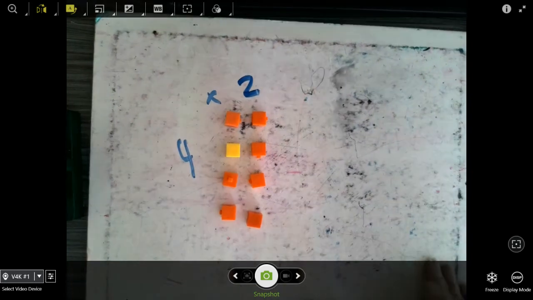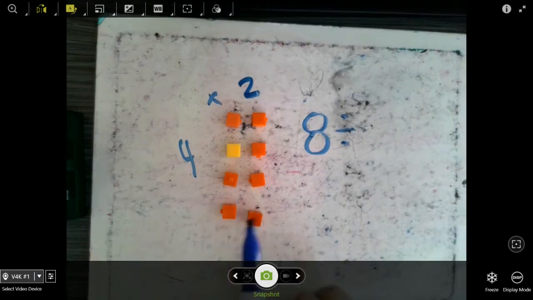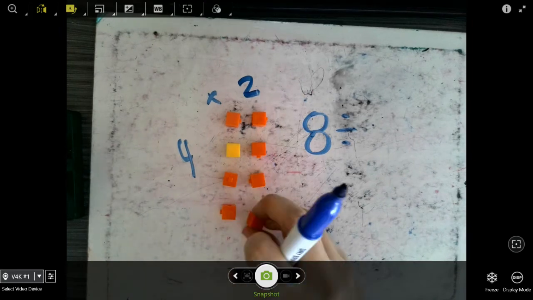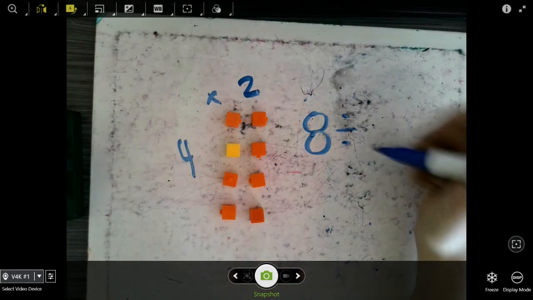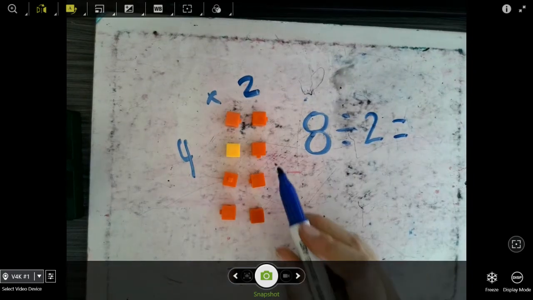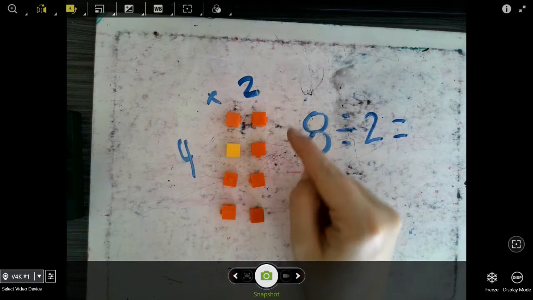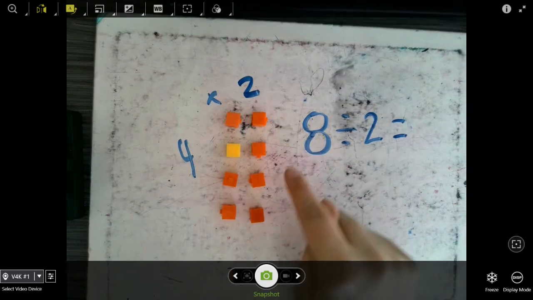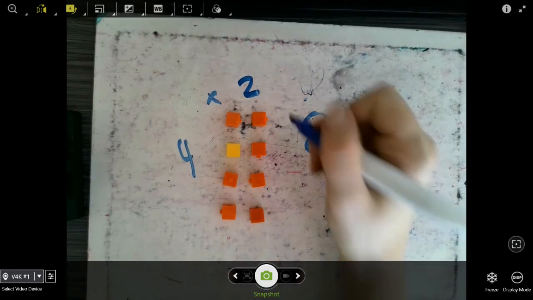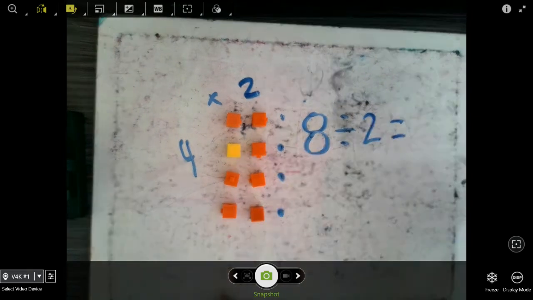So the total, there are 8. And then we will write divided by, and you can either divide it by the columns or divide it by the rows. It's up to you. So if you go 8 divided by 2, the answer would be 2, 4, 6, 8. So it'd be 4. You skip count by 2s till you get to 8. You skip count 4 times.